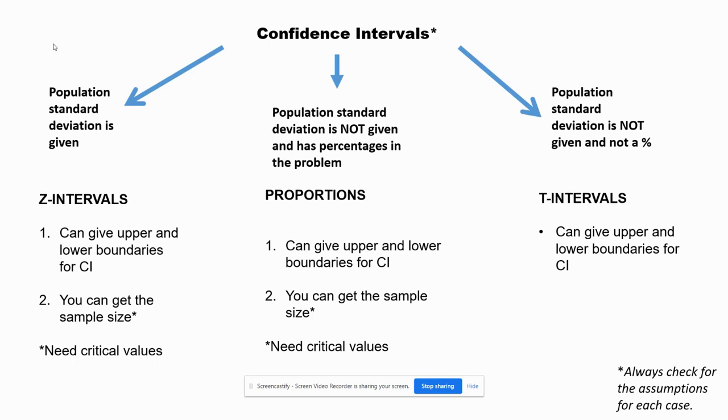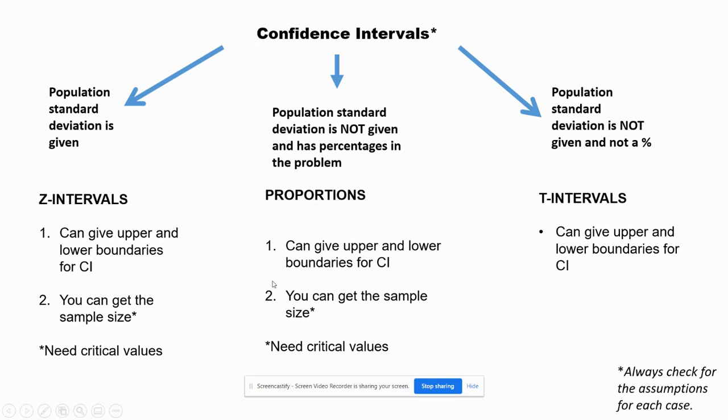So what do you do when you're given percentages and you don't have a population standard deviation and you don't have means given? Well, remember, those are the proportions, and you can use the upper and lower bounds for the confidence interval, and you can also get the sample size, and again, you need the critical values.